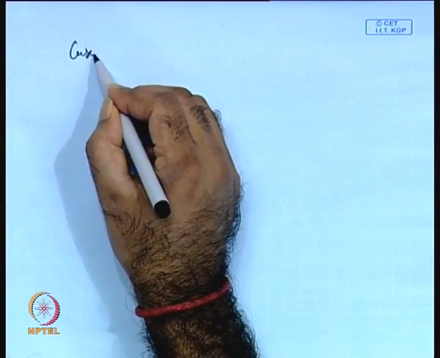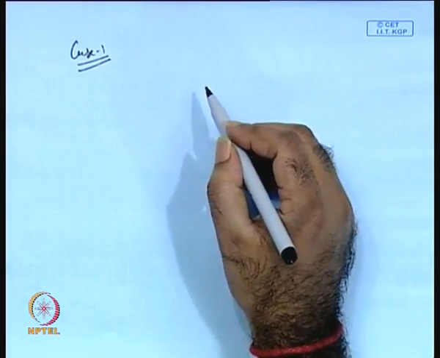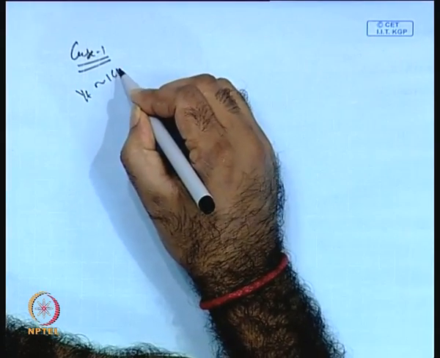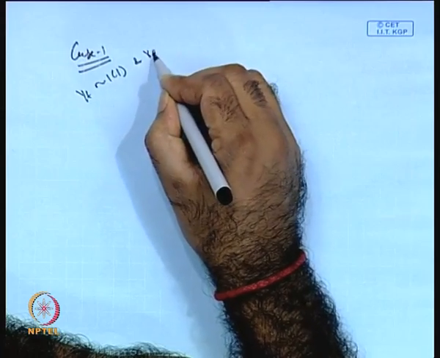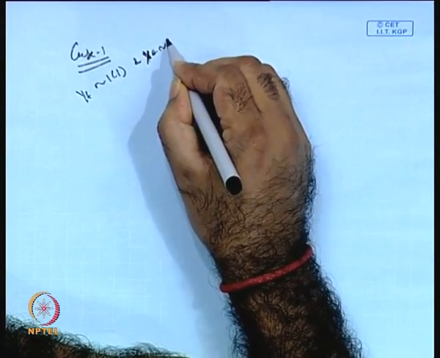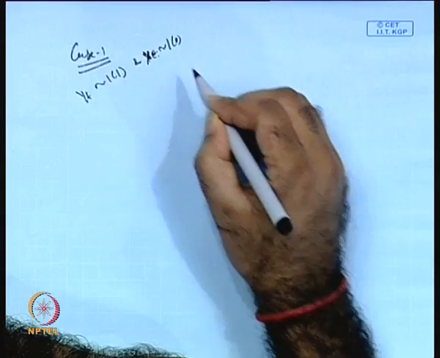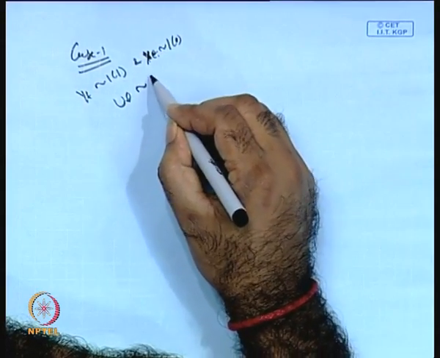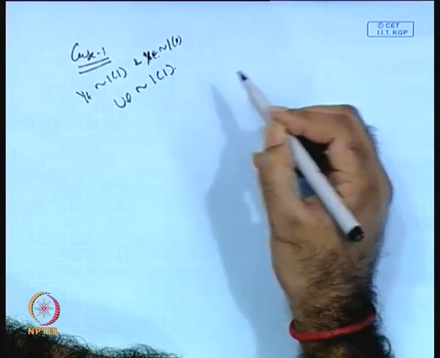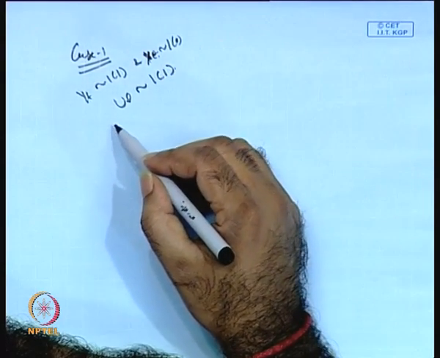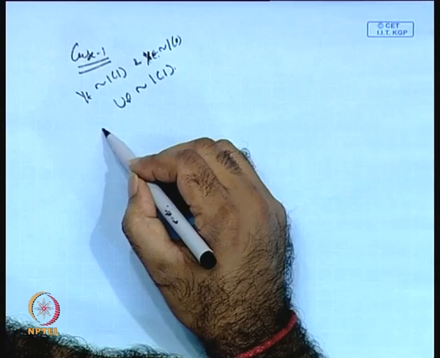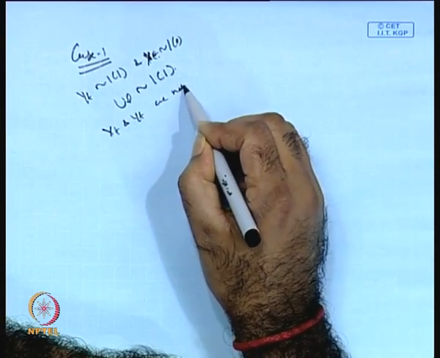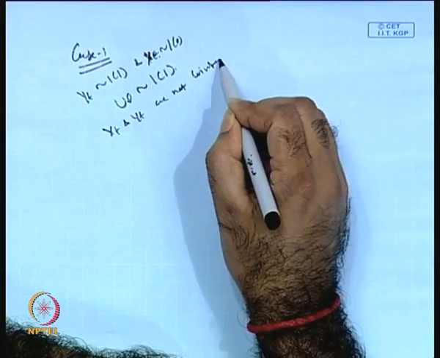Okay. See case 1: y t is integrated of order 1 and x t is integrated of order 0. Okay. In that case u t will be integrated of order 1. Okay. And here x t and y t are not cointegrated. Okay.